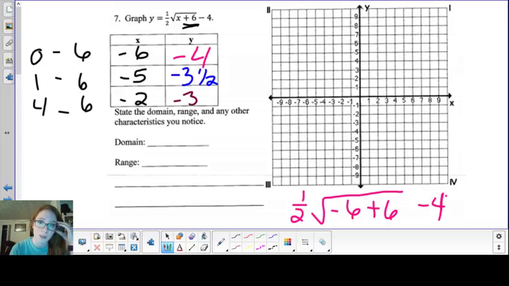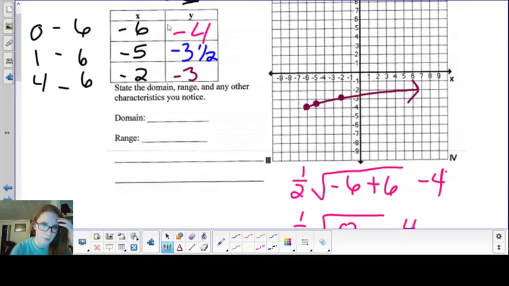So these points are going to be really close. So we've got -6, -4. I've got -5, -3.5. I've got -2, -3. So when I connect it, it's really little. So it really doesn't go up much, but that's again because of the shrink of a half.